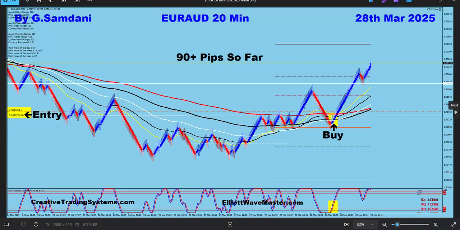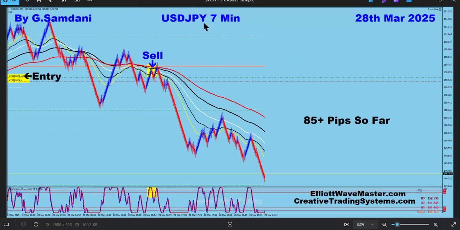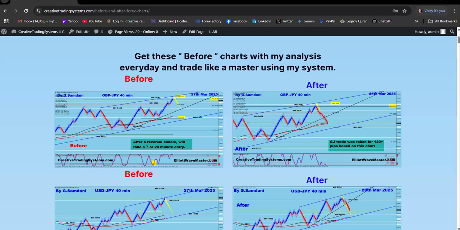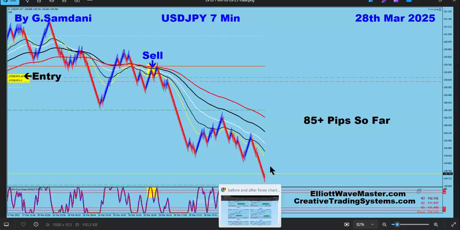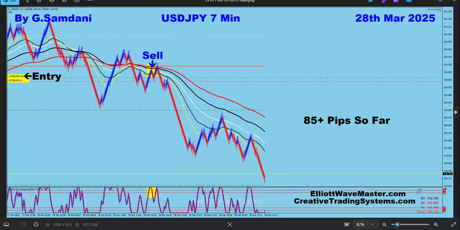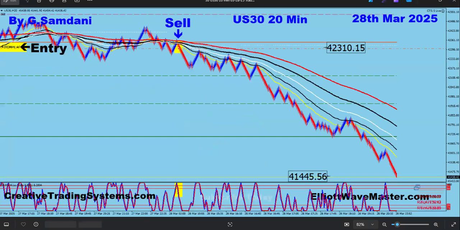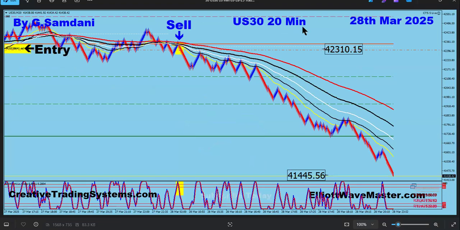So this is how it was on the 28th, and then USD yen coming down from here, and this chart was made here like this. USD yen right there. See this USD yen coming down here, nice and green, right? And this is the trade taken for that chart. And let me see. This is US 30 from the 20-minute chart. Here's the entry taken by the EA all the way down like this.